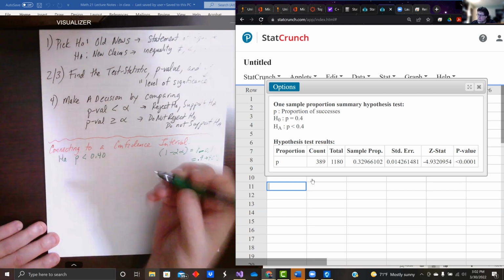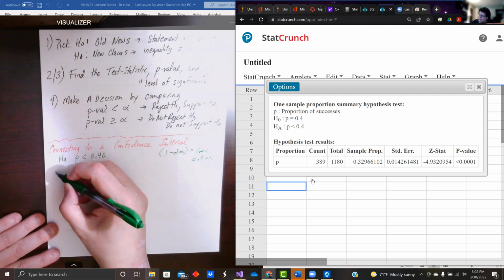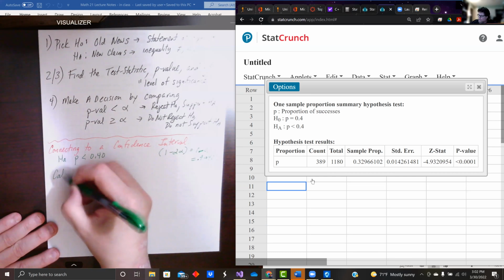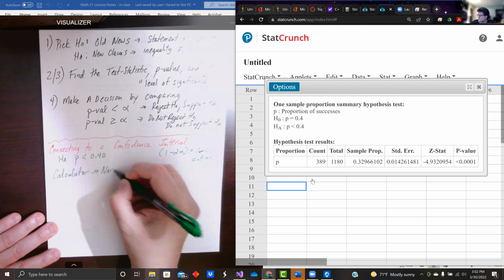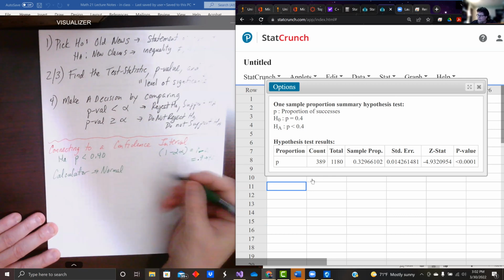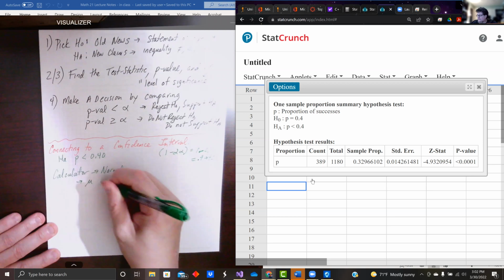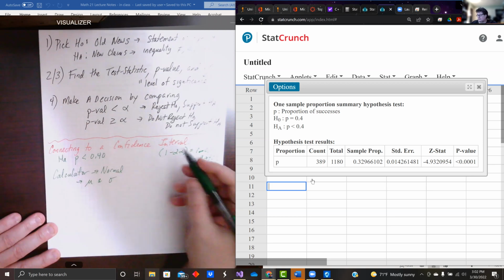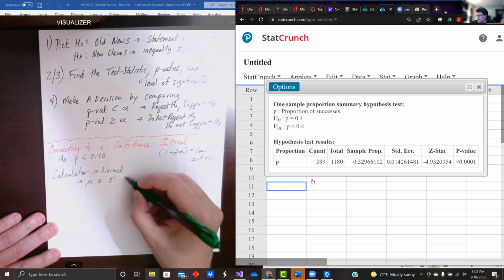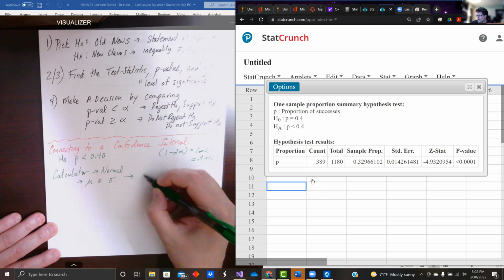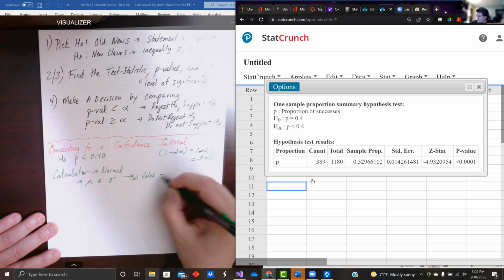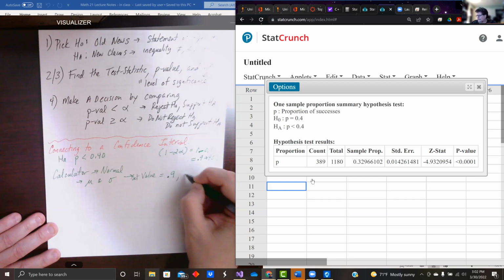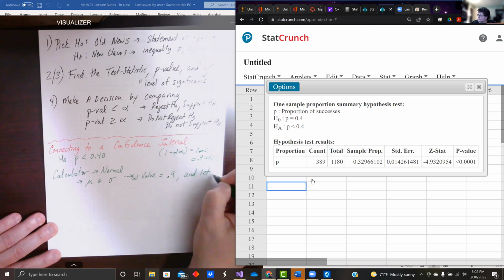So the way we're going to do this is we're going to put it into the calculator normal. And for that, we need the mean and the standard deviation. And what we're going to do is we're going to set our value equal to 0.9 and let it tell us what X is.